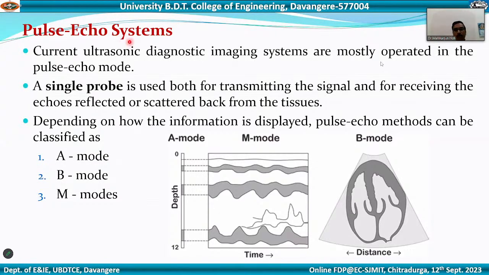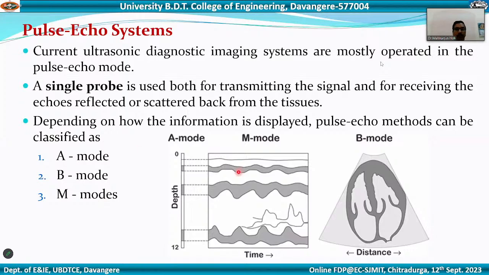We'll not pass the ultrasound continuously. We'll pass the ultrasound in the form of pulses. Okay. So there are three modes. That's called the A mode, B mode, and M mode. A mode is called the amplitude mode. B mode is called the brightness mode, and M is called the motion mode.